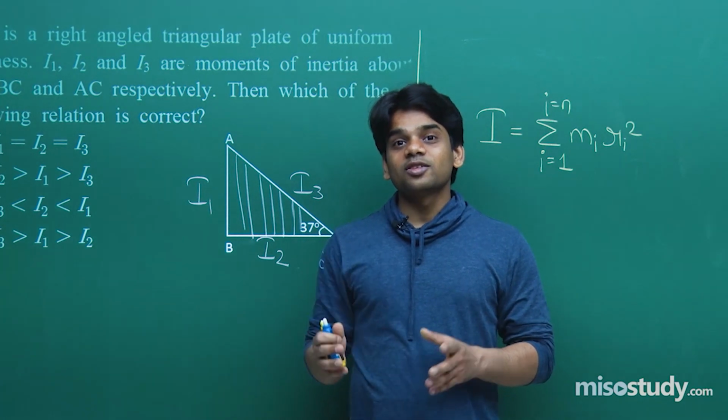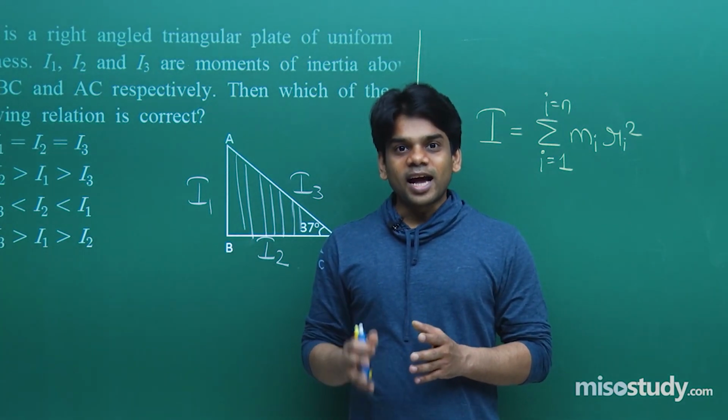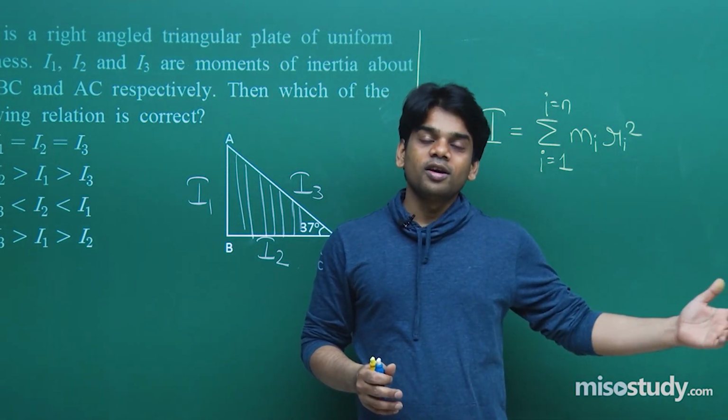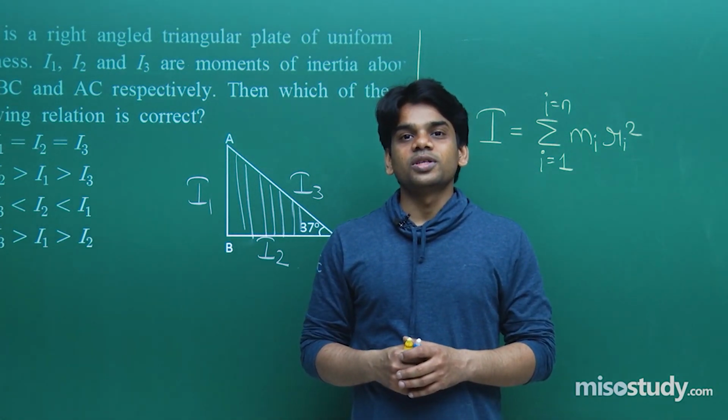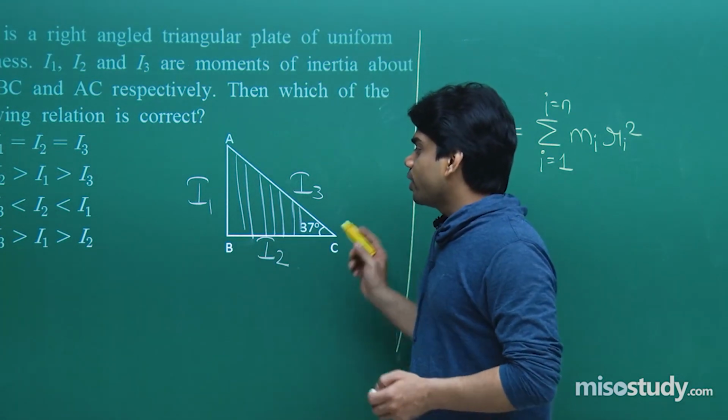That means if the axis is closer to each of the point masses, the moment of inertia will be lesser. If the axis of rotation is farther away from the mass distribution, the moment of inertia will be larger. Now try to understand how to understand this I1, I2, I3.